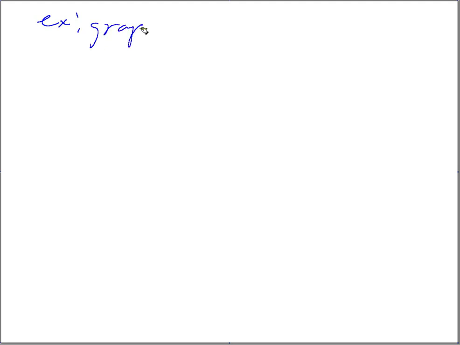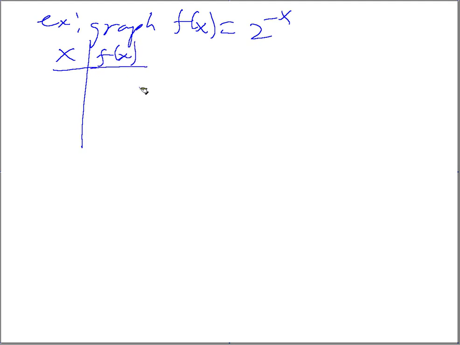Let's graph f of x equal to 2 to the negative x this time. Right, negative x. So let's make a table for that. Let's see how this one turns out in terms of the graph. All right. So let's pick x again to be 0. Plug it in. But negative x, so that'll still be 0, right? So 2 to the 0 is still going to be what?